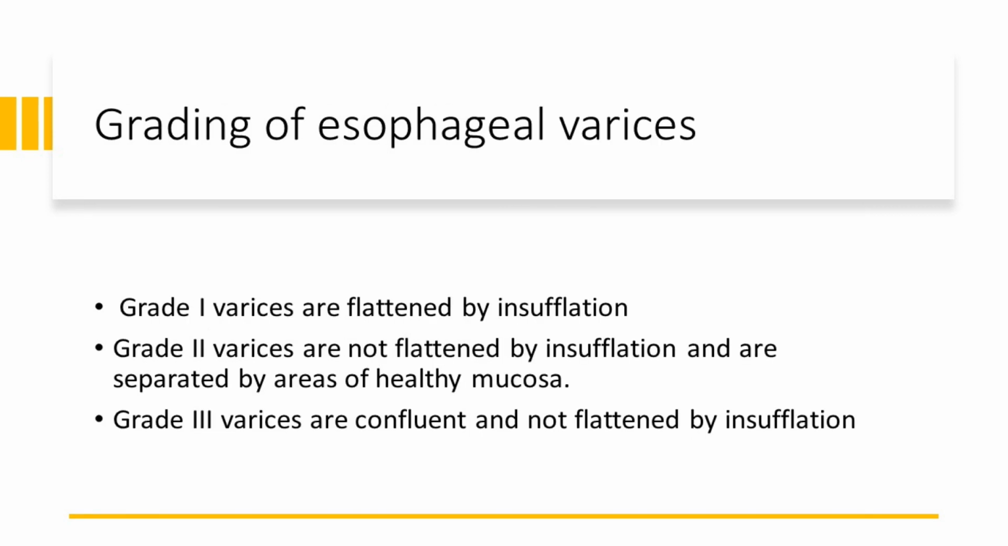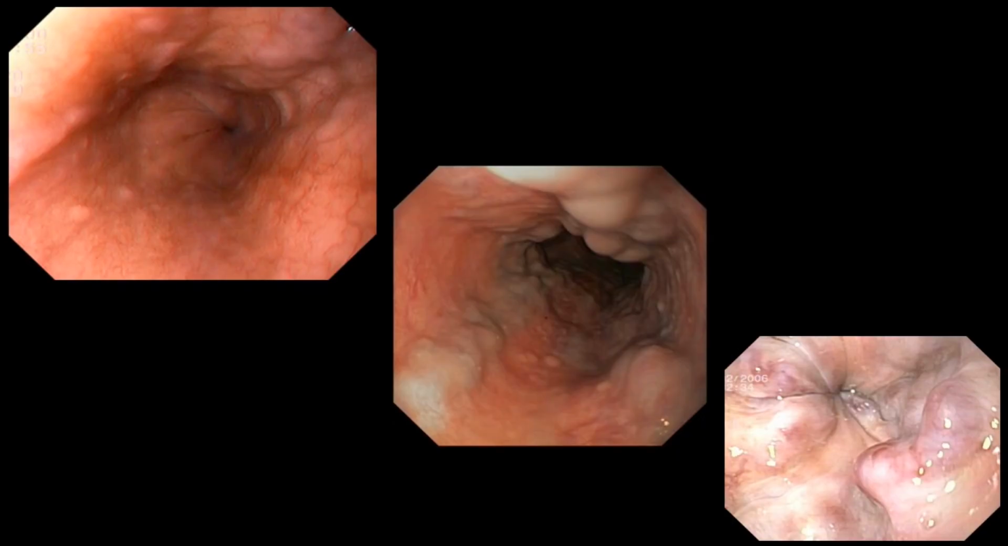When we do scopy, we grade the varices. Why is it important to grade the varices? Because it tells us which ones we need to treat and which ones we don't, which are likely to bleed. Grade 3 and above are likely to bleed. Grade 1, not likely to bleed, so we don't really treat it. Grade 1 flattens when you put in air during endoscopy. Grade 2 does not get flattened when you put in air, and it is separated by healthy mucosa in between. And in grade 3, the varices are not separated from each other and they are not flattened. So this is how you'll see grade 1, grade 2, grade 3.